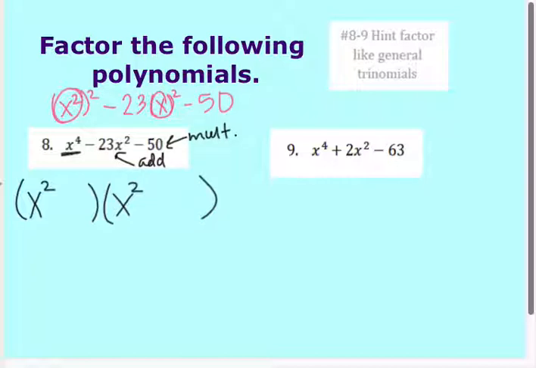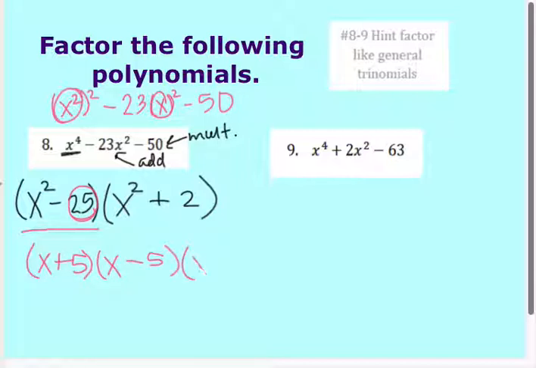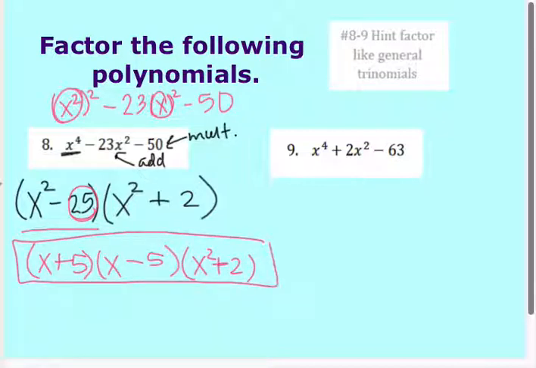negative 23. Well, my factors of 50 that I think of right away are 25 times 2. And if this is negative, negative 25 plus 2, that will give me negative 23. And when I multiply them, I also will get negative 50. And then I go ahead and look at this, and I see that x squared minus 25, once again, is a difference of perfect squares. So the square root of x squared is x. The square root of 25 is 5, and I always have a plus and a minus, and I still write the x squared plus 2. There it is, factored all the way down.